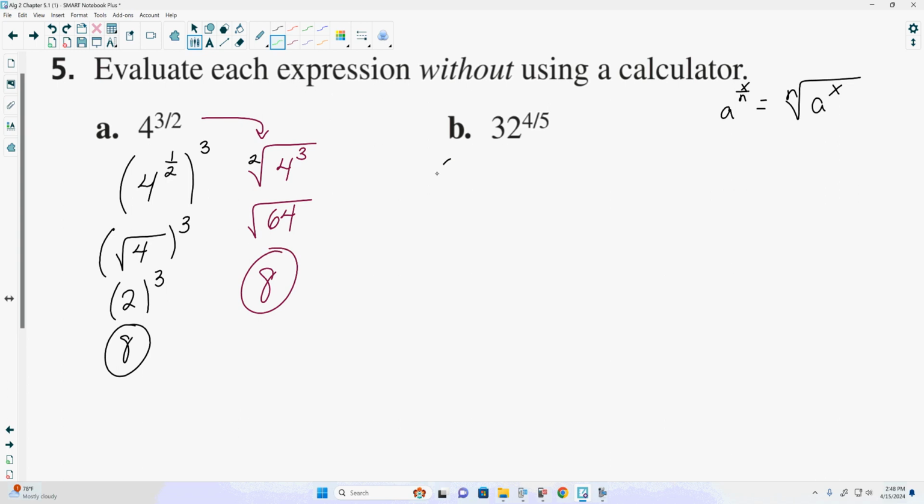Now, 32. We could take this as 32 to the 1/5, to the 4th. We can break that exponent up, because 1/5 times 4 is the same as 4/5. Powers multiply. We feel comfortable with this here? Yes? Now the question is, what times itself 5 times is 32?